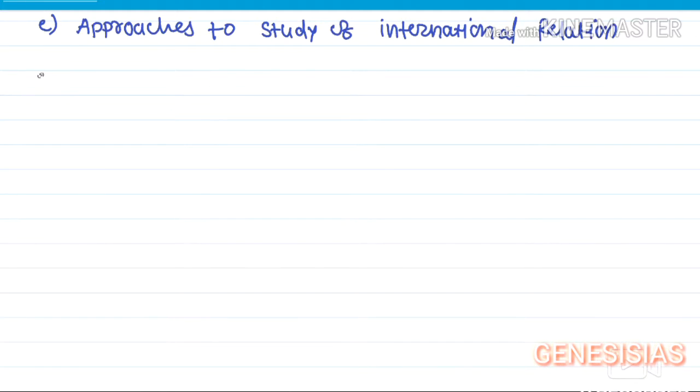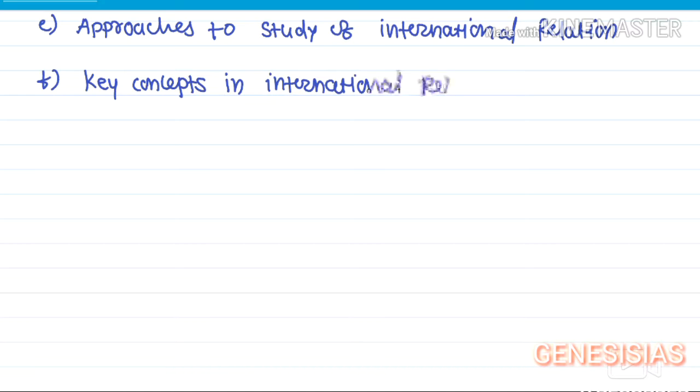Then the next is key concepts in international relations. It includes national interest, security and power, balance of power, and deterrence. Then transnational actors, and then collective security, world capitalist economy, and globalization.